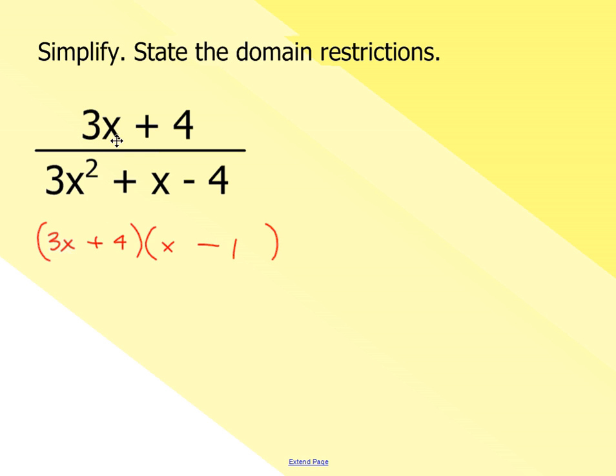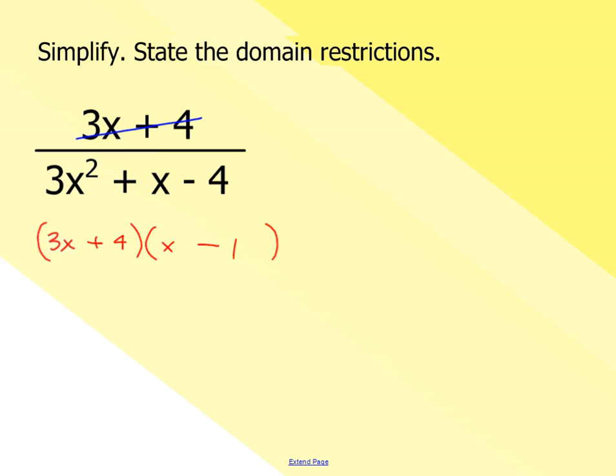Again, especially if you're just trying factors from the top, make sure it works. 3x times x is 3x squared. I have a negative 3x and a positive 4x, so that would be positive 1x, and 4 times negative 1 is negative 4. So in this case, the factor from the top did in fact work with one of the factors on the bottom. So now I can cancel out this factor.